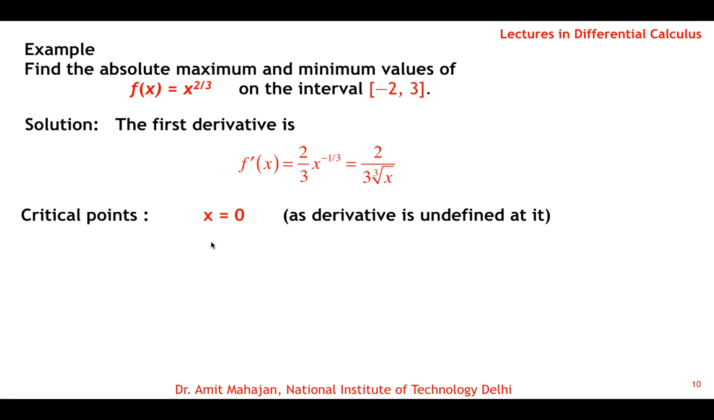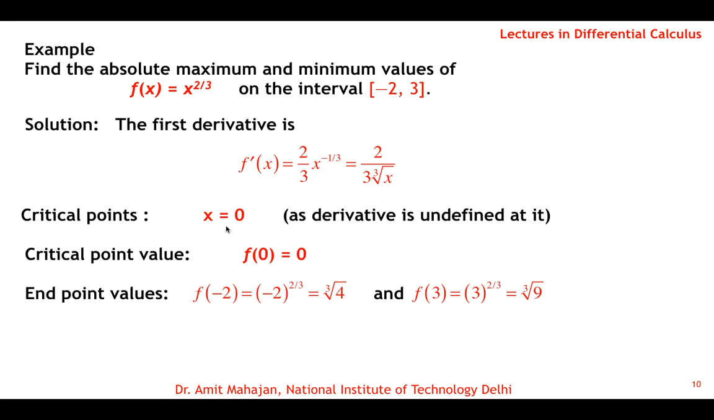We have to evaluate the function value at the critical point. At x equal to 0 the function value is 0. At the endpoint, the function value at -2, we put -2 here, and the function value at 3, put x as 3, so f of 3. Then compare all these three values. You can see that this is the maximum value and this is the minimum value. So we get that the point of absolute minima is x equal to 0 and the point of absolute maxima is x equal to 3.